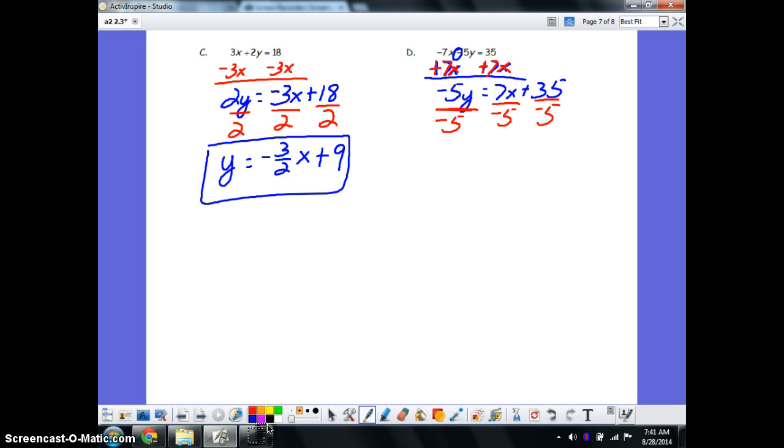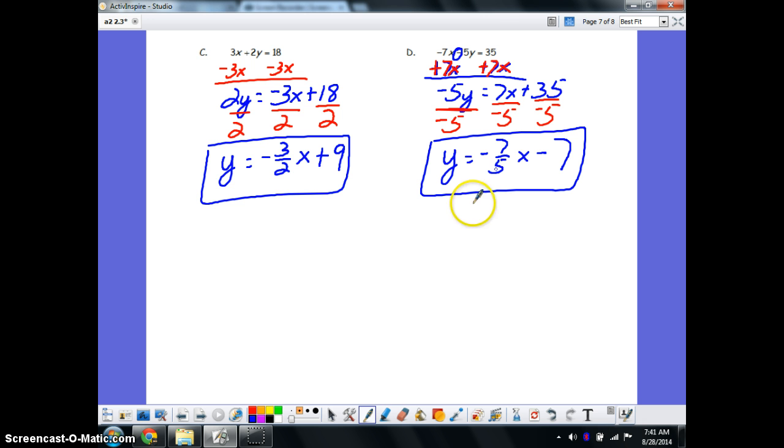And finally, simplifying, we have negative 7/5 x minus 7. And the y-intercept is the point (0, negative 7). Slope is negative 7/5, which means we're going down 7 and to the right 5.